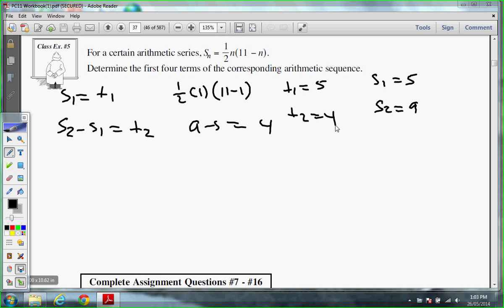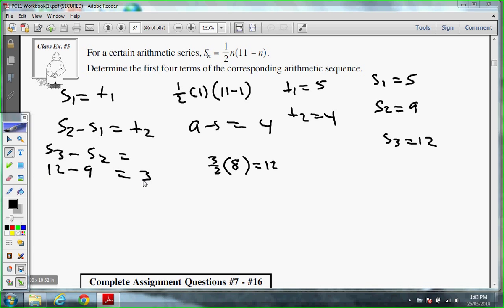So now, for T3, S3 minus S2. We already have S2. I just have to figure out S3 real quick. So I plug in a 3. So it's going to be 3 halves. 11 minus 3, 8. 8 times 3 halves, that's going to be 12. So S3 is 12. 12 minus 9, 3. Term 3 is 3. And you can see it's going down by 1 every time.